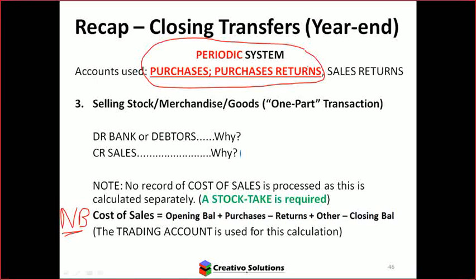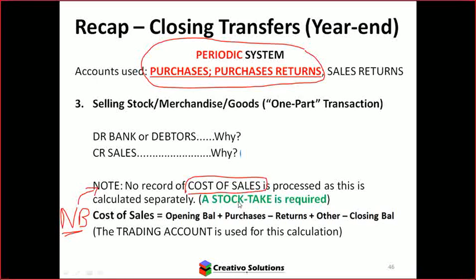And what's special about the periodic system? You don't have cost of sales because you have to calculate it separately. And that's why the formula is important. The next bit over here is the stock take. Why are we going to take stock? Because you have to know how much inventory you have to sell. You need to know how much inventory is available. That's the important bit.